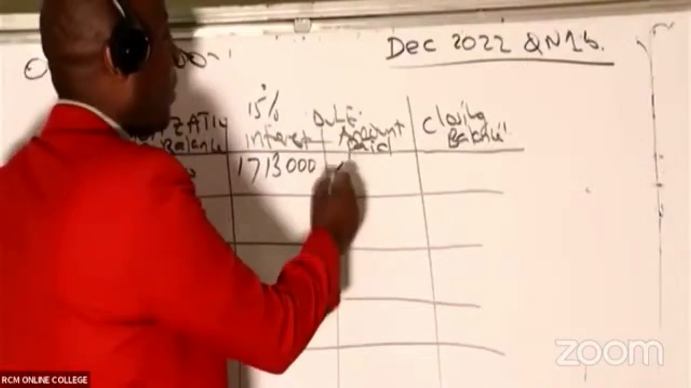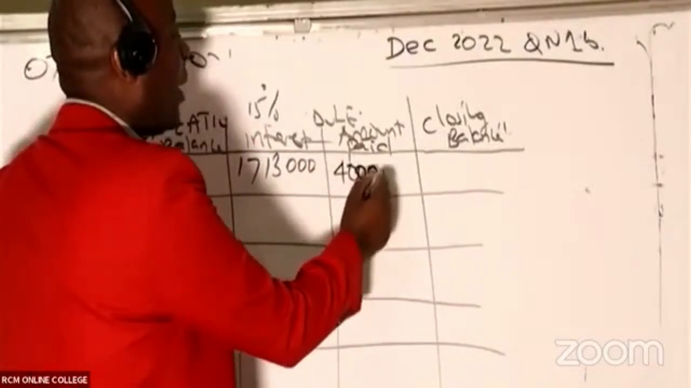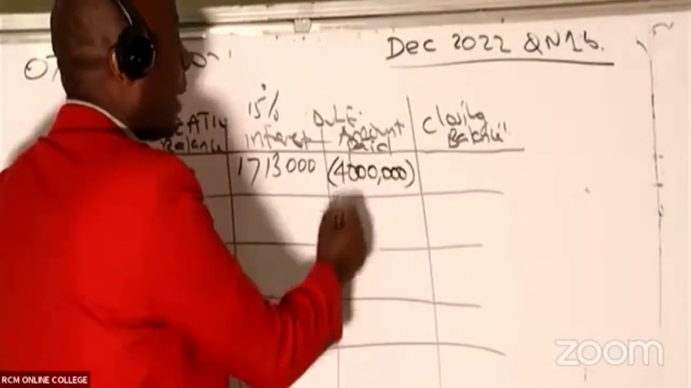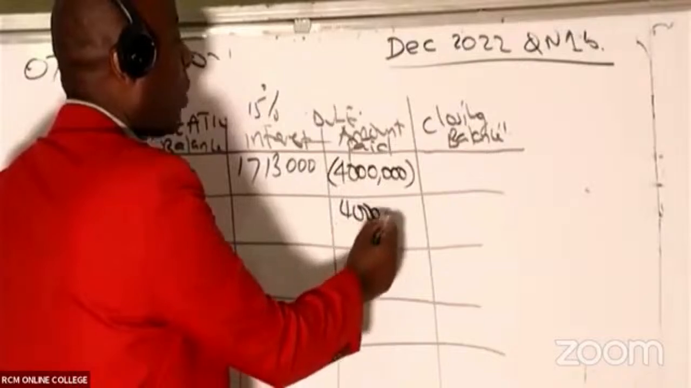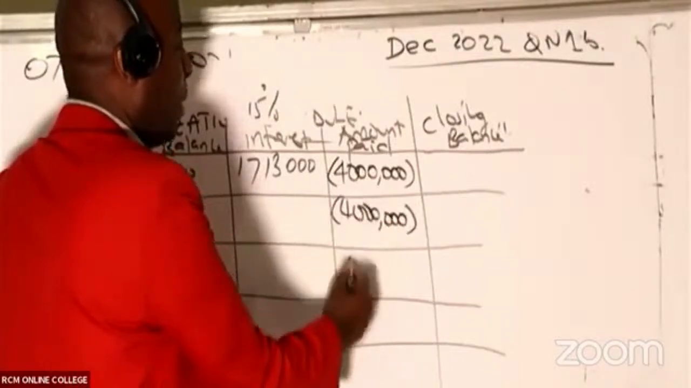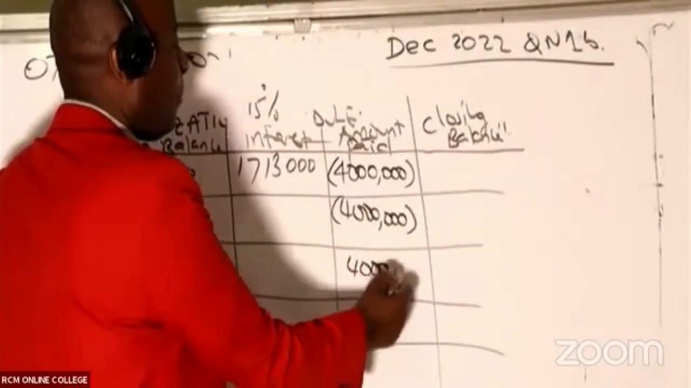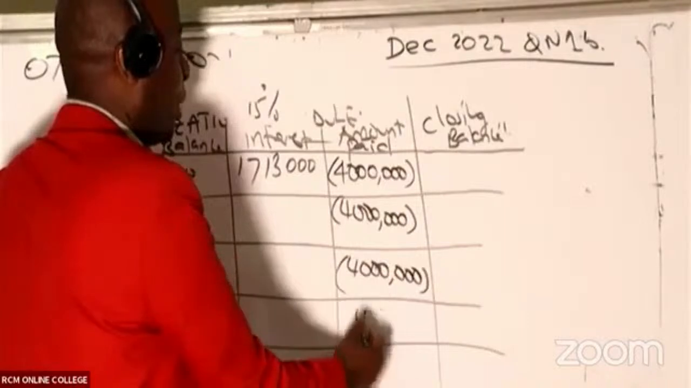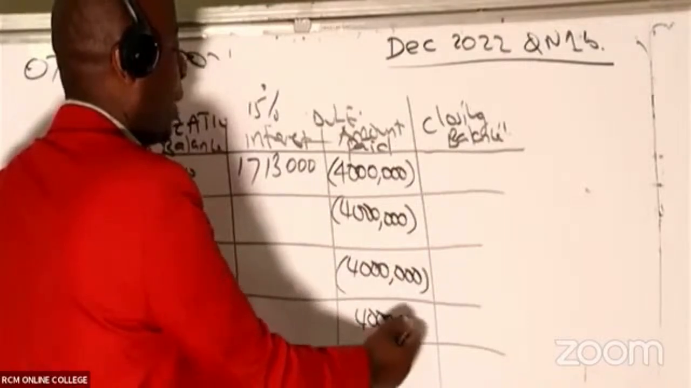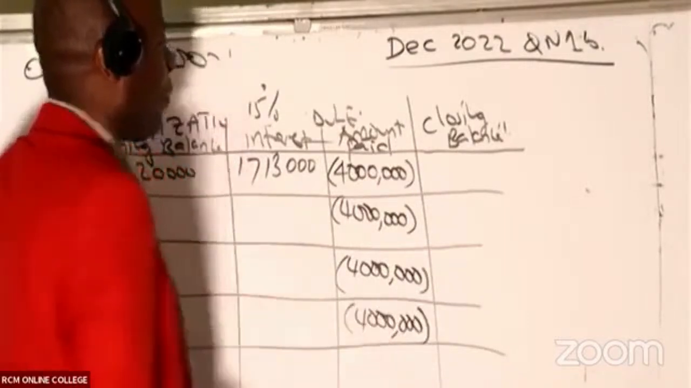So remember, this amount received or paid shall always be in brackets, and this will always be constant. It will always be constant for 4 years, like that.